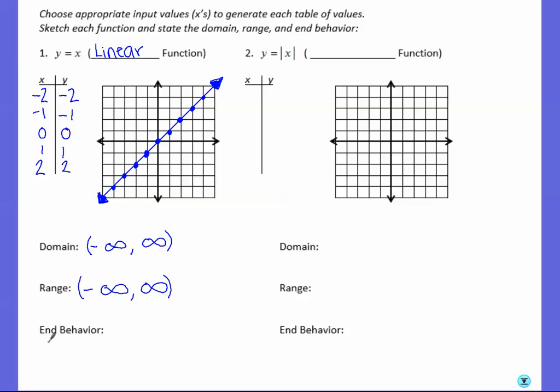For our end behavior, as x goes to +infinity, f of x is going towards +infinity because it's pointing up on the right. As x goes to -infinity, meaning our arrow on the left, f of x is going to -infinity because it's pointing down.